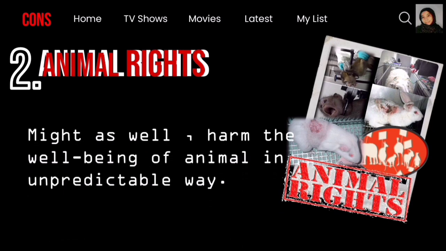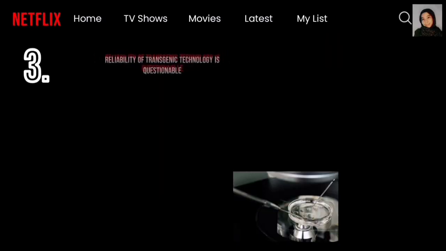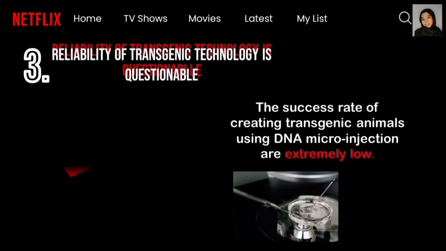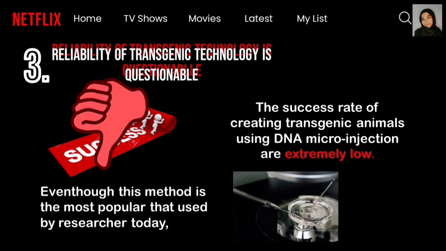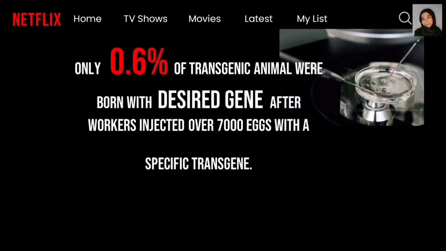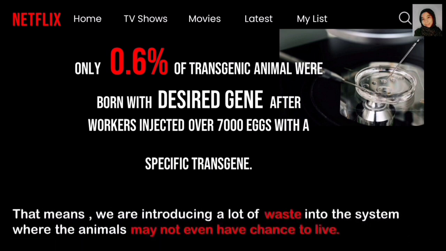in unpredictable ways. Thirdly, the reliability of transgenic technology is questionable. The success rate of creating transgenic animals using DNA microinjection is extremely low. Even though this method is the most popular one used by researchers today, only 0.6% of transgenic animals were born with the desired gene after workers injected over 7,000 eggs with a specific transgene. That means we are introducing a lot of waste into the system where the animals may not even have a chance to live.